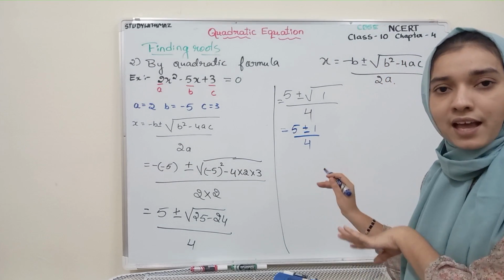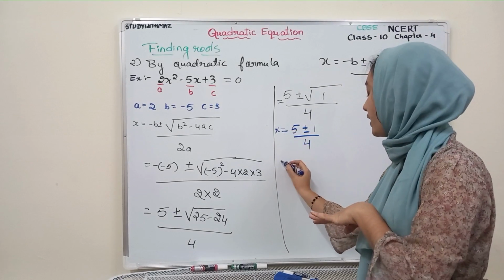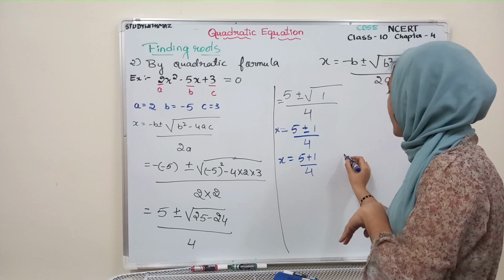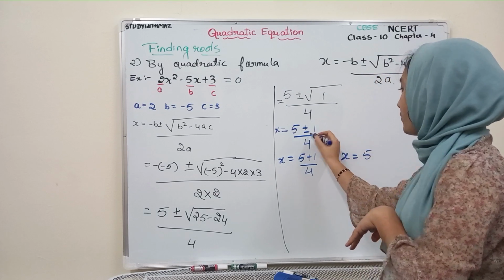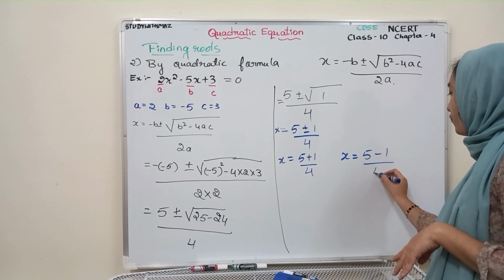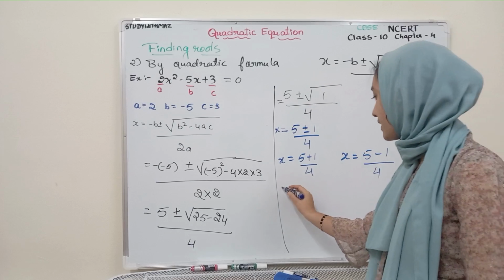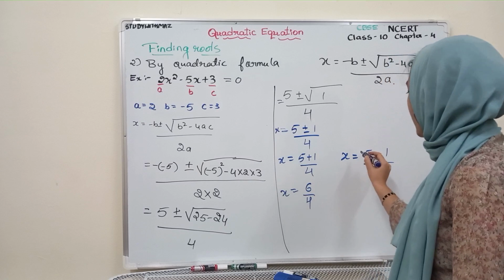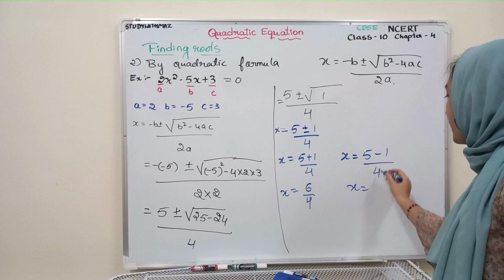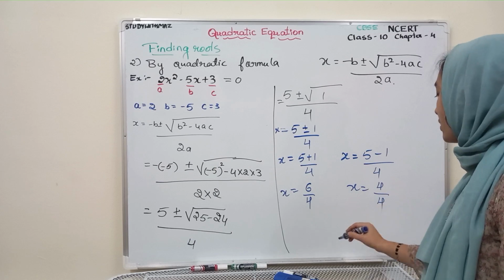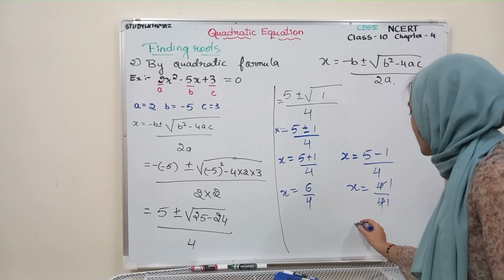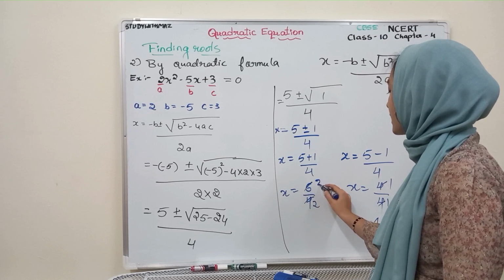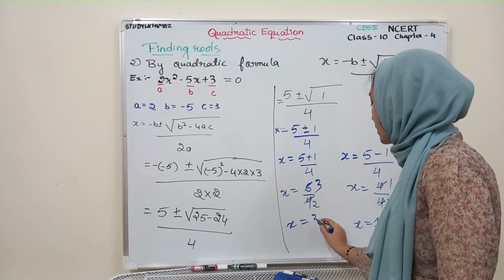Now you have to take this as two roots. So here x is there, no? You have to take x equal to 5 plus 1 by 4, and x equal to 5 minus 1 by 4. Is it clear? Okay, now simplify this. x equal to 5 plus 1 is 6 upon 4 and x equal to 5 minus 1 is 4 upon 4. So 4 upon 4, you will get x equal to 1. And here 2 twos are 4, 2 threes are 6, so x equal to 3 upon 2.